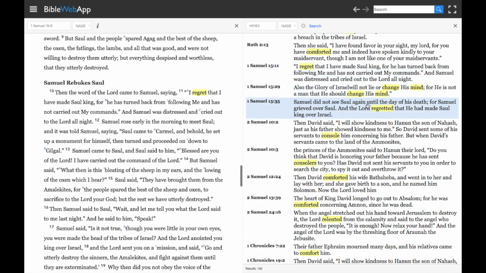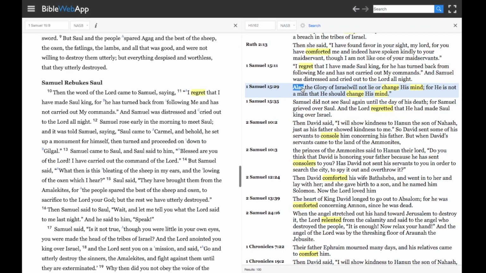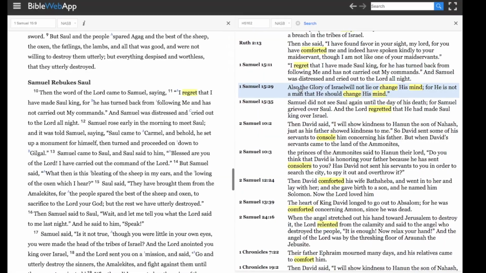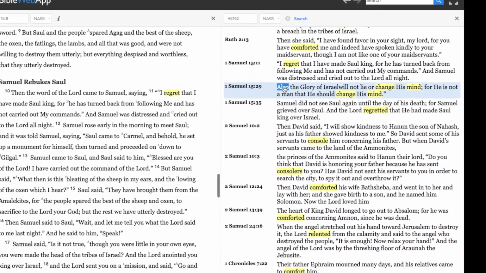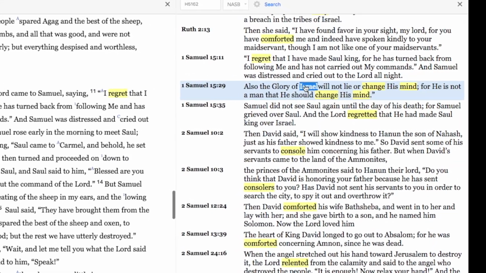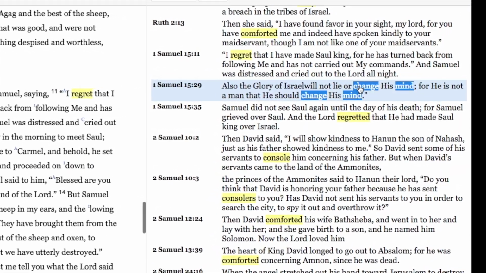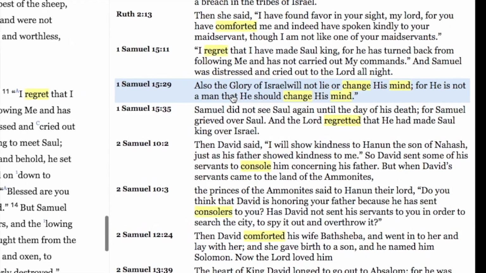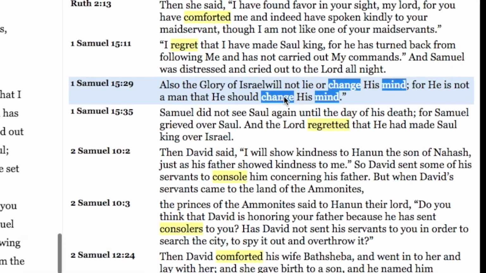Samuel did not see Saul again until the day of his death, for Samuel grieved over Saul, and the Lord regretted that he had made Saul king over Israel. In the middle of those, we have this declaration from Samuel to Saul. He says, also, the glory of Israel, referring to Yahweh, will not lie or change his mind, for he is not a man that he should change his mind.